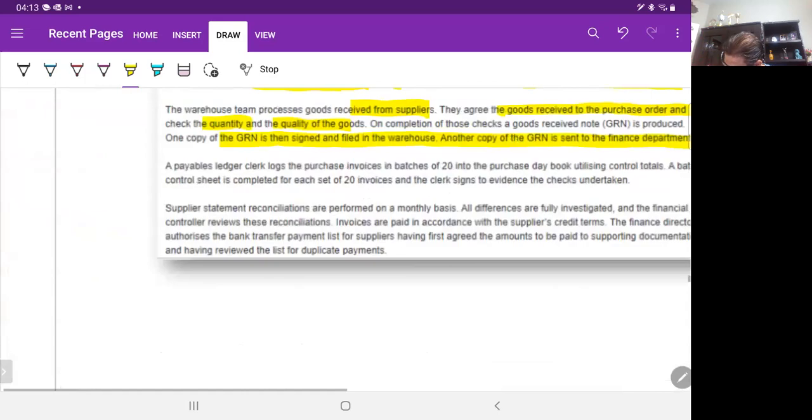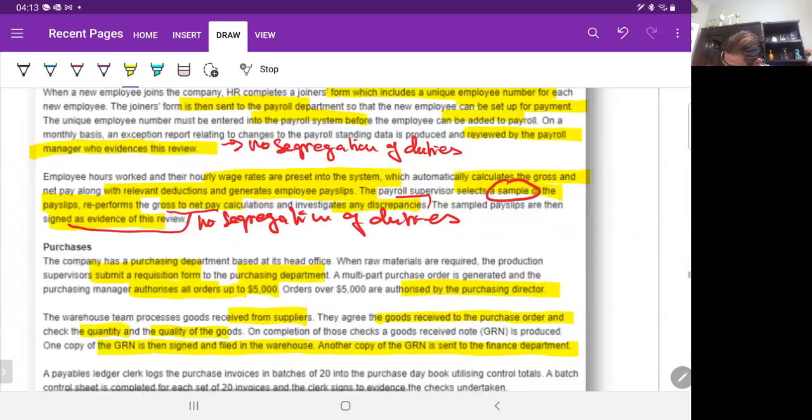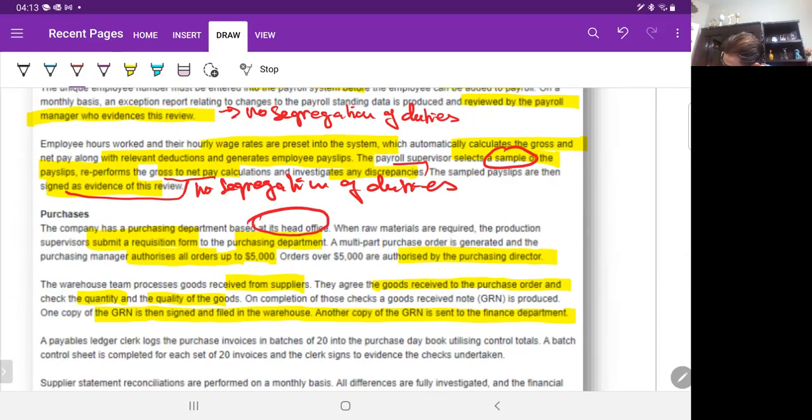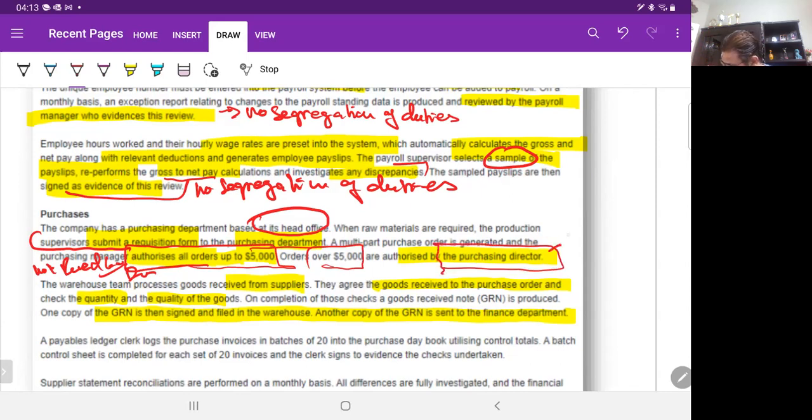Okay, we find that the company has a purchasing department based at its head office. When the materials are required, the production supervisor submits the requisition form to the purchase department. A multi-part purchase order is generated and the purchasing manager is only authorizing up to $5,000, and it is not reviewed by the director. Orders over $5,000 are authorized by the purchasing director only, and again, not reviewed by any other person. For example, it should be reviewed by the CEO of the company.